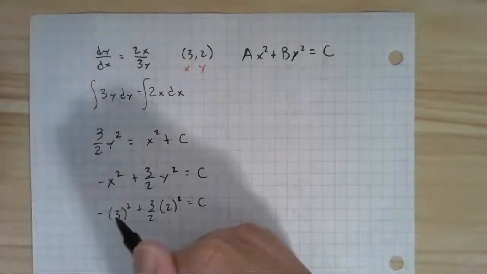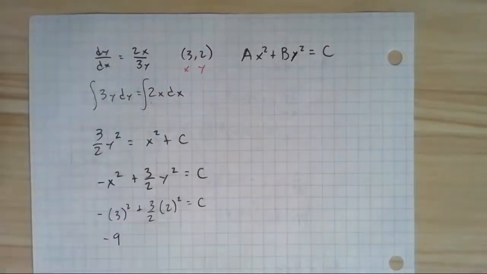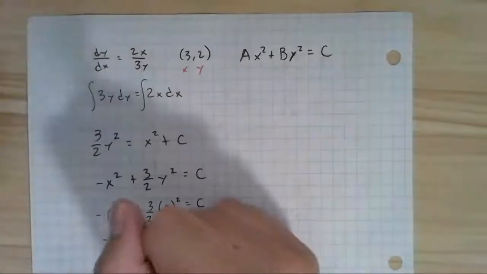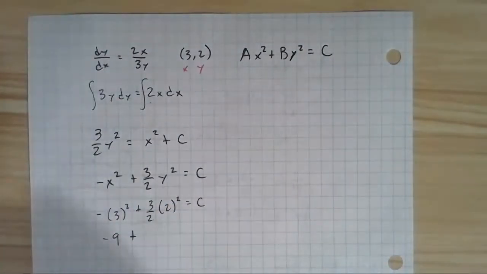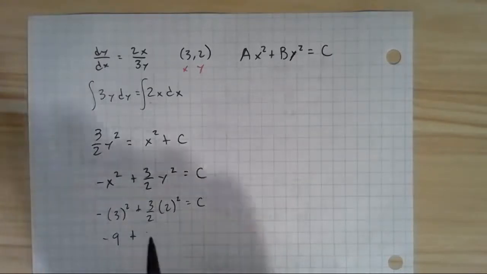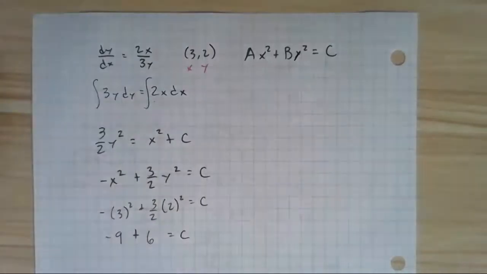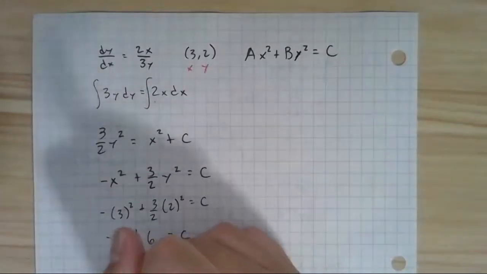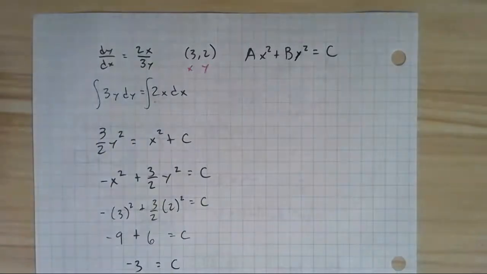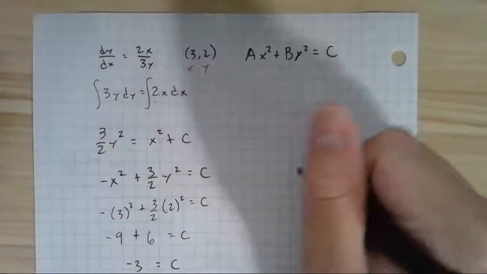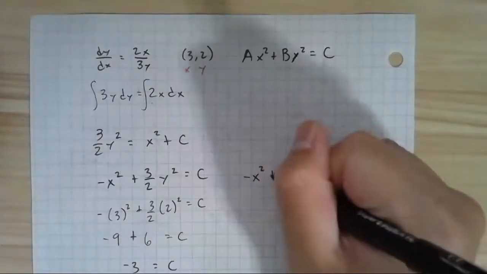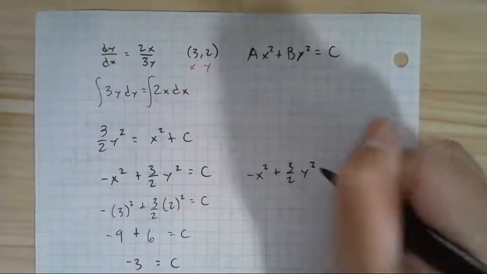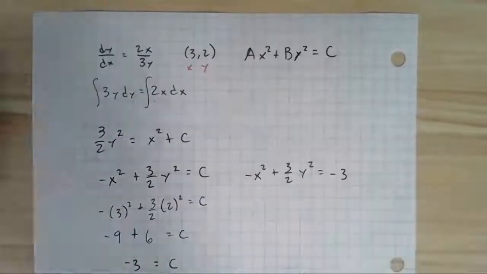Okay, so 3 squared, that's negative 9, plus 2 squared, that's 4, times 3, that's going to be 6. It's equal to c. And so c will be equal to negative 3. And so then I can now go back and plug it into this form right here. I'll get negative x squared plus 3/2 y squared is equal to negative 3.